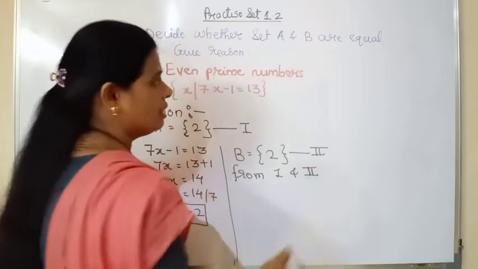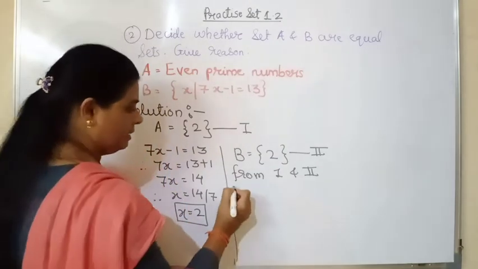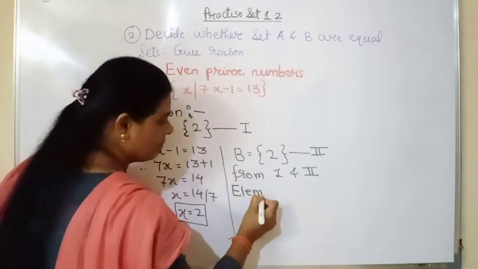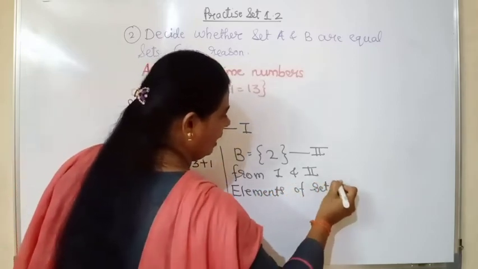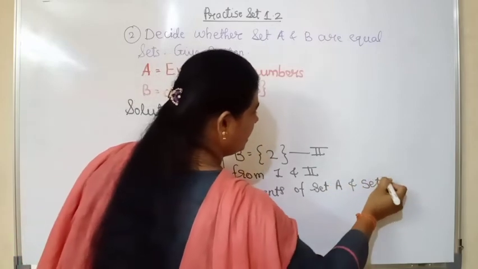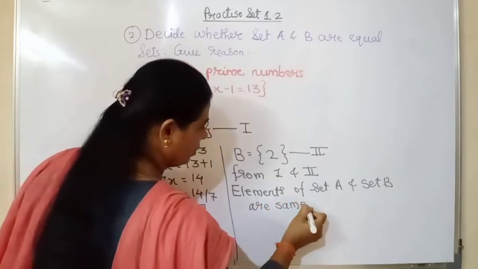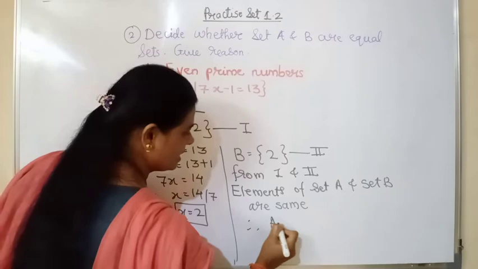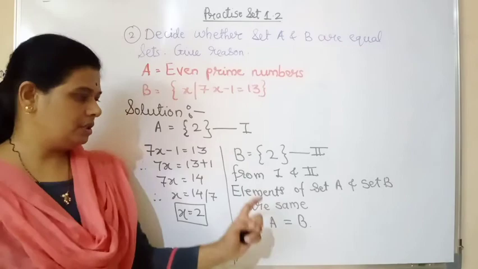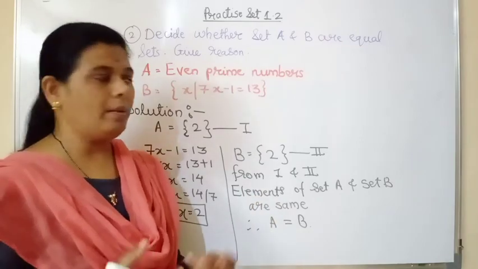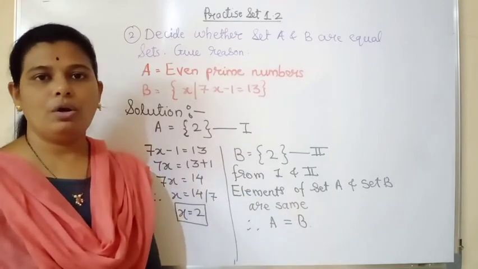So from 1 and 2, as it is given in the question to give a reason for your answer, we can say that the elements of set A and set B are the same. And therefore we can say that set A is equal to set B. In this way you can solve this sum. You can form the sets and prove whether the sets are equal or not.